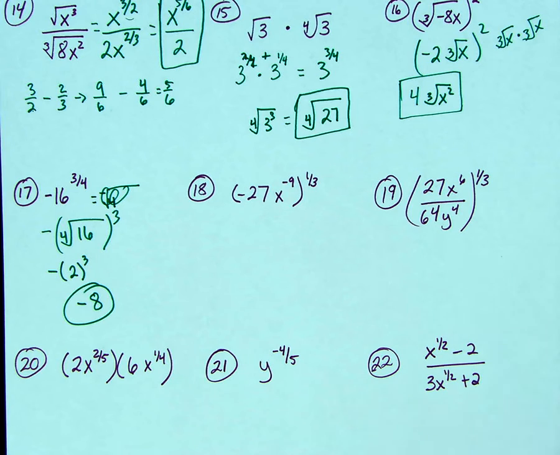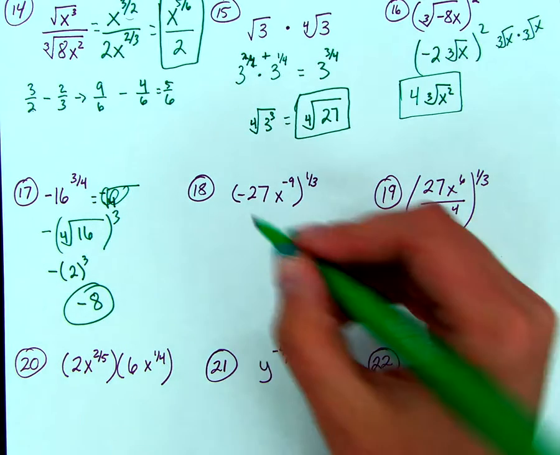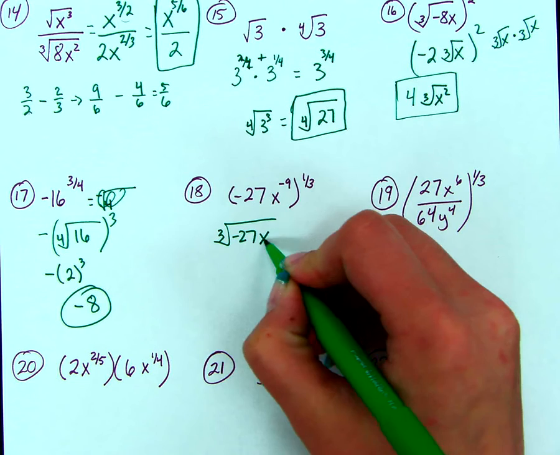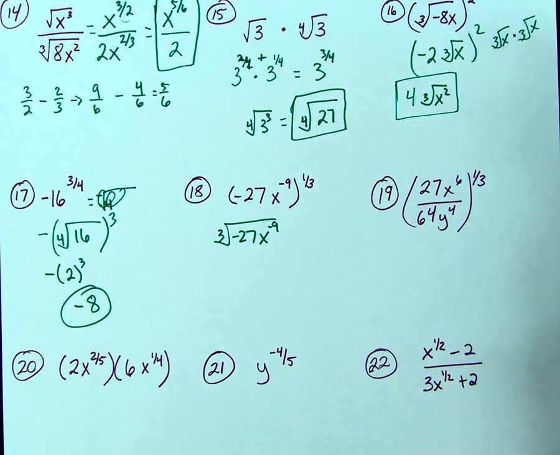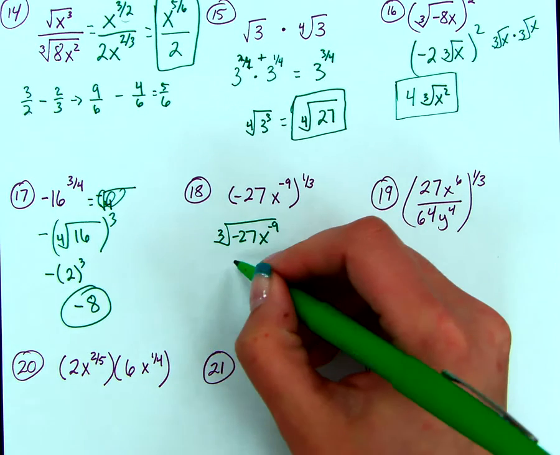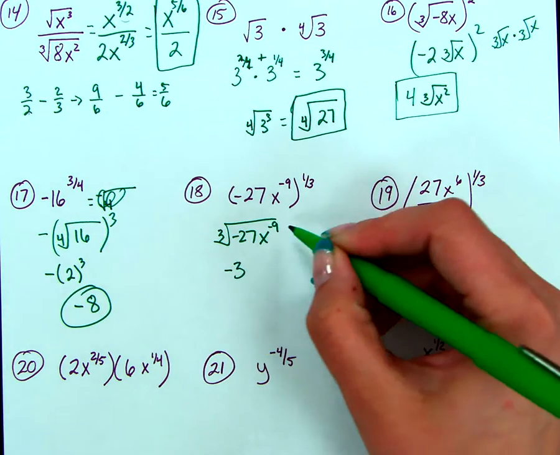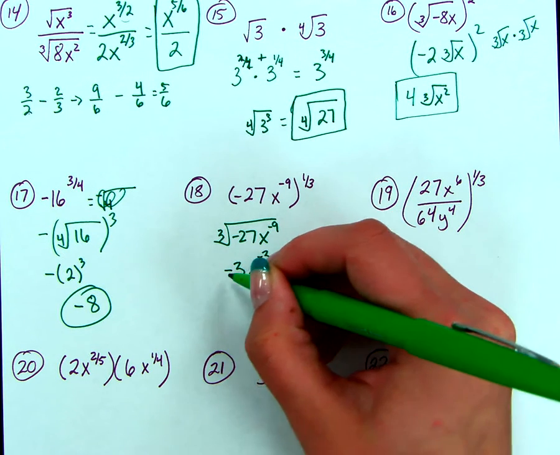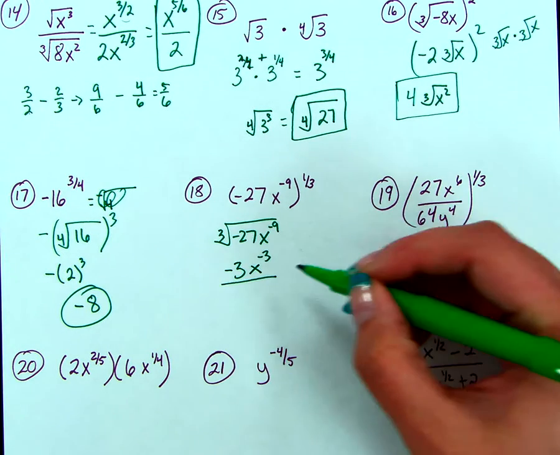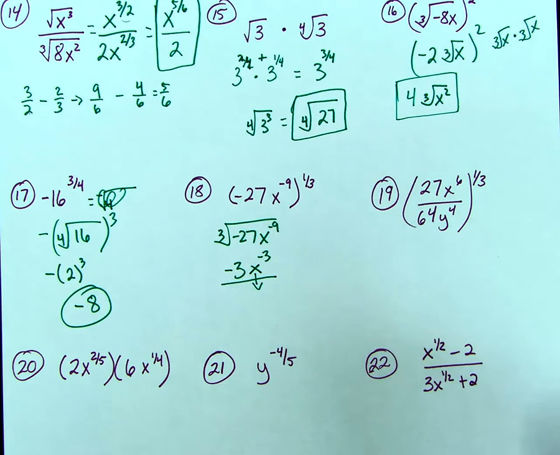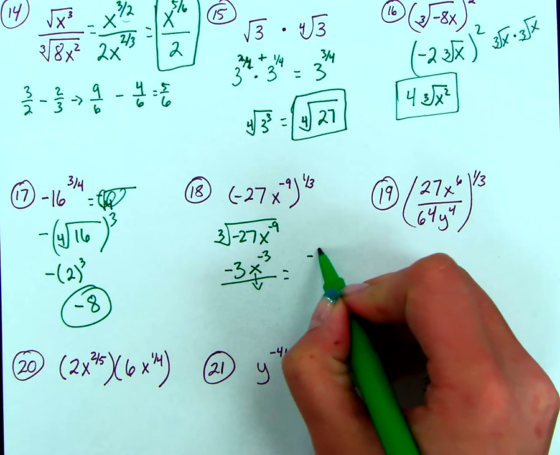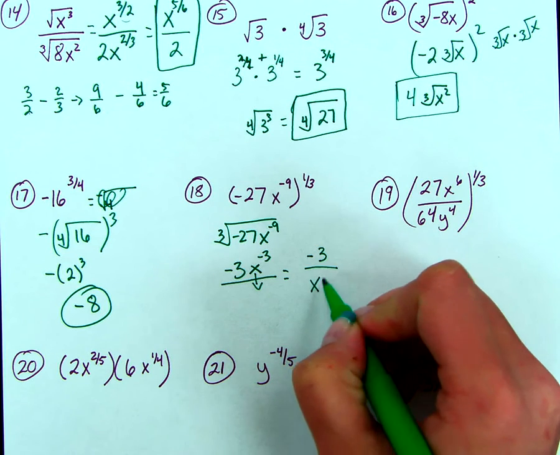All right, next one. So again, I'm just going to switch forms. So cubed root of negative 27, x to the negative 9th. So cubed root of negative 27 will be negative 3. And then negative 9 divided by 3 will be x to the negative 3rd. So again, because I have that negative exponent, we need to move just the x term down to the denominator. So our final answer for this will be negative 3x cubed.